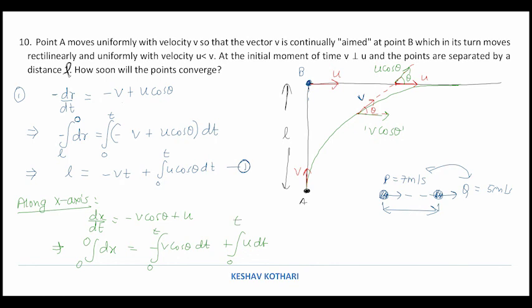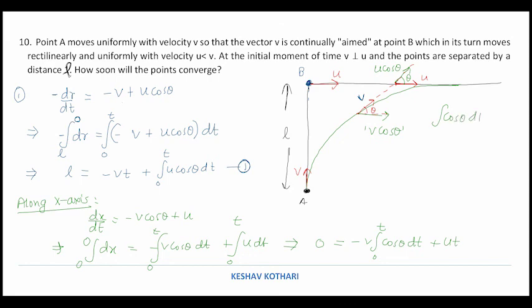From here we can obtain the value of the integration of cos theta dt, which we can write as 0 equals minus v times the integration of cos theta dt from 0 to t, plus ut. So the integration of cos theta dt from 0 to t can be written as ut by v.